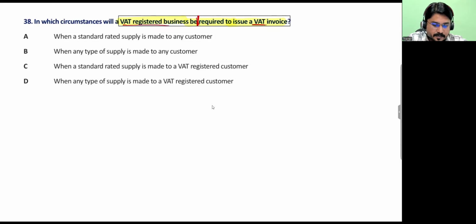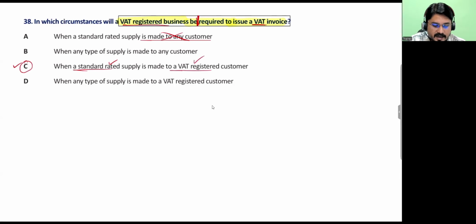When a standard rated supply is made to any customer, this statement is incorrect. No. When a standard rated supply is made to a VAT registered person, then the VAT invoice is required to be issued. So C is the correct answer. The supply must be standard rated and it is to be made to a VAT registered customer. If both the conditions are met, then a business is required to issue a VAT invoice.